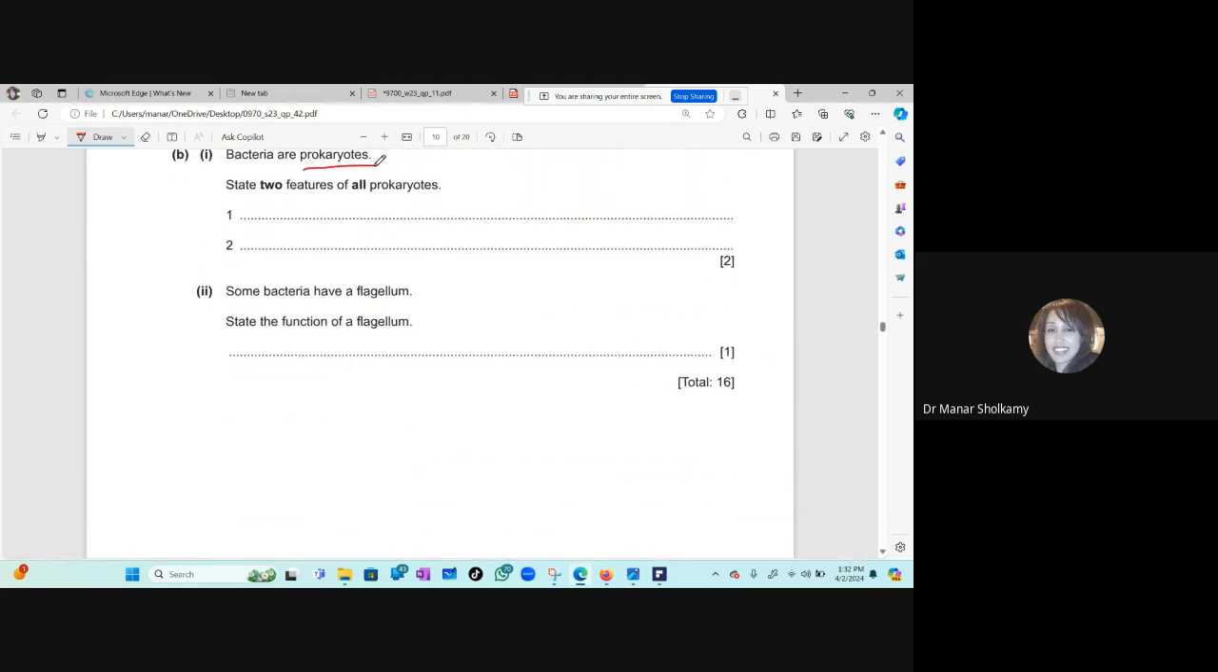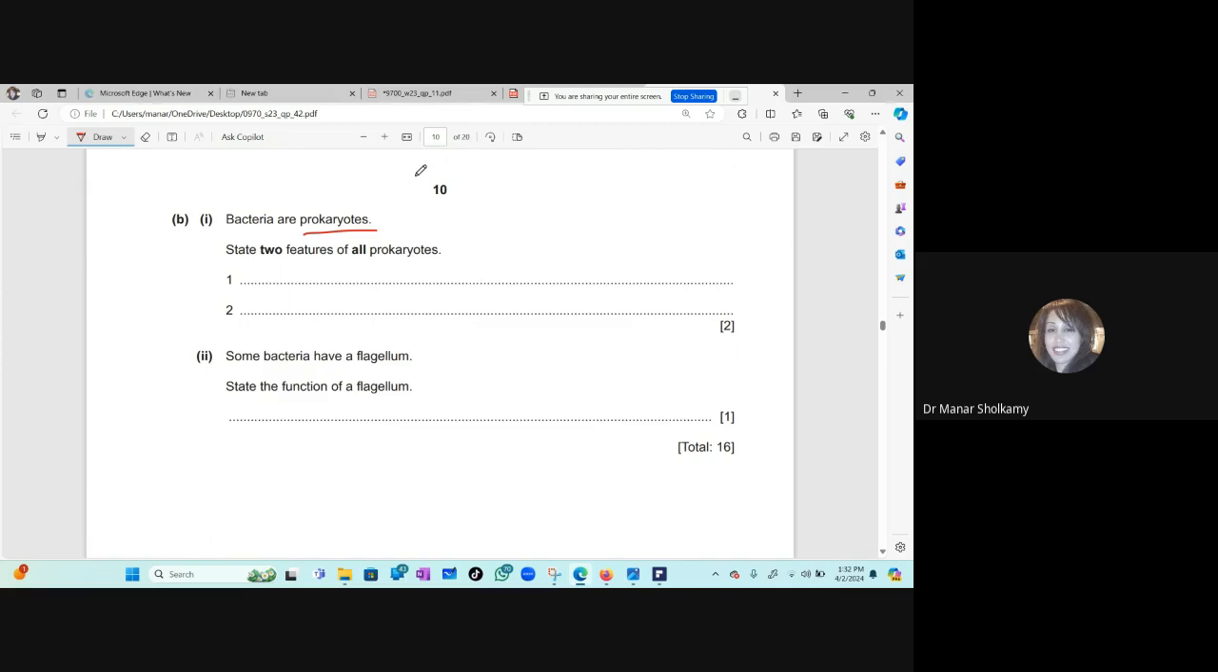Bacteria are prokaryotes. Now, this is the first lesson, cell structure. State 2 features of all prokaryotes. What are the features of bacteria? I think you know it very well. No membrane bound organelles. Correct. Give me an example. What's the only organelle they have anyway? Ribosomes, I think. Correct. Perfect.